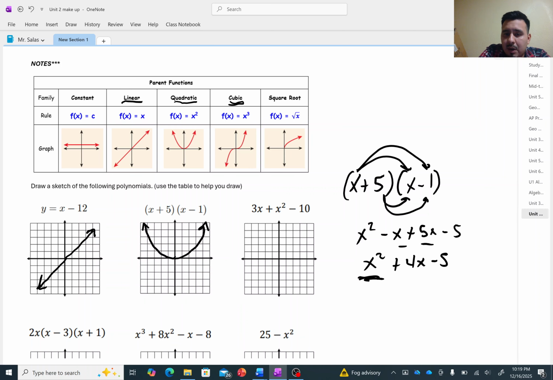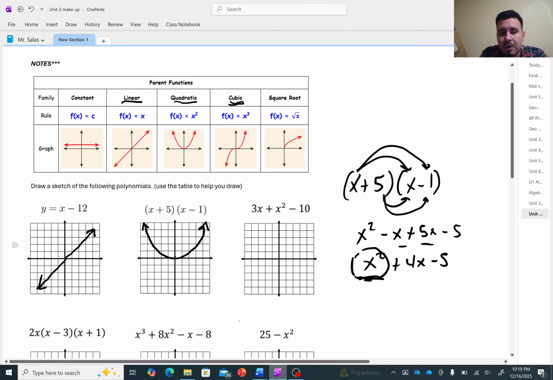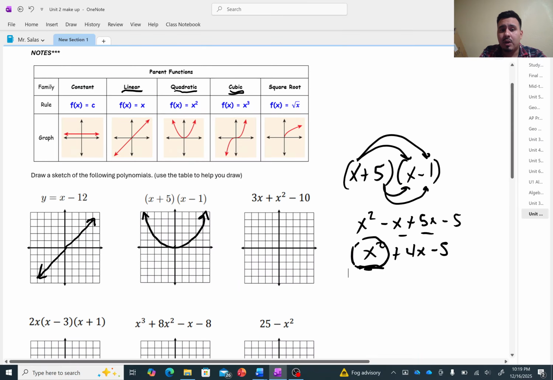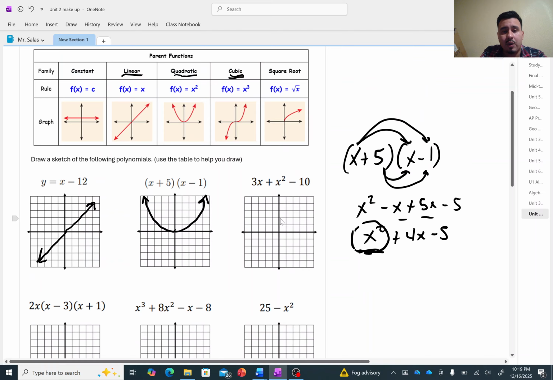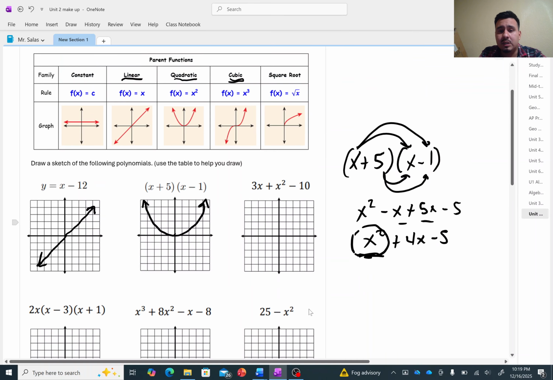So I want you to notice I do have a power of 2. My highest power here is a power of 2. Because it's a power of 2, I still get my U shape here. Okay? That is it for this first video. You are supposed to do the other 4 on your own. Look at the powers that they have, the highest power, draw the graphs, and then you will be done with this section. Okay? See you in the next video.